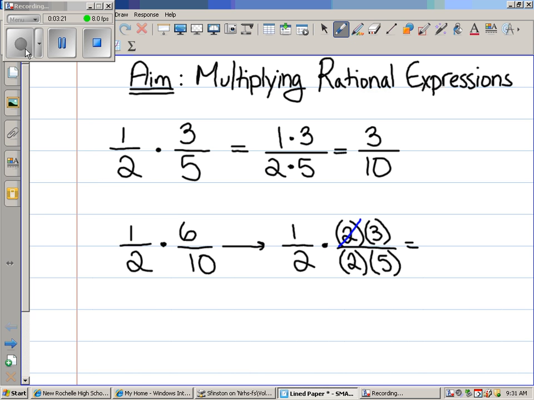So watch. Boom, boom. And then what you can do is reduce the fractions down. 1 times 3 is 3. 5 times 2 is 10. And we get the same answer I showed you how to reduce. Whatever you want.